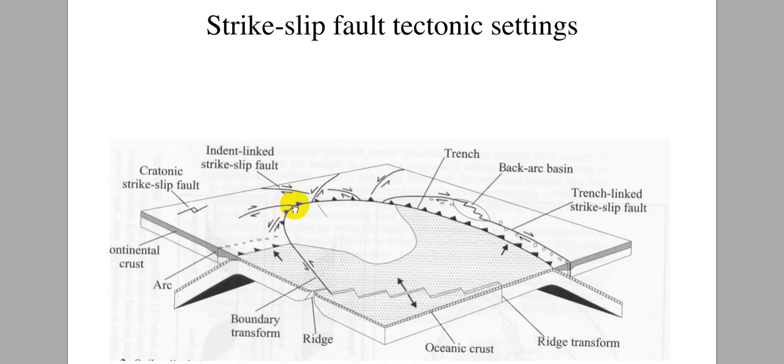So the first habitat of strike slip fault is a transform plate boundary. And we give two examples: San Andreas fault in California and Dead Sea fault in Sinai and Jordan.